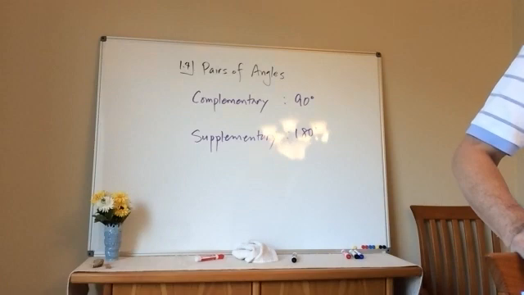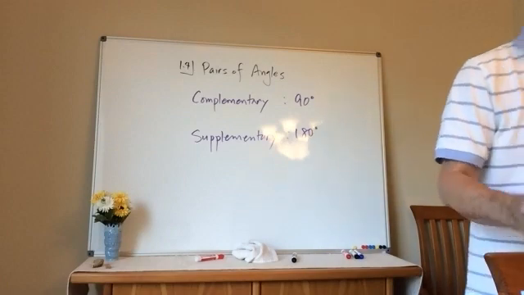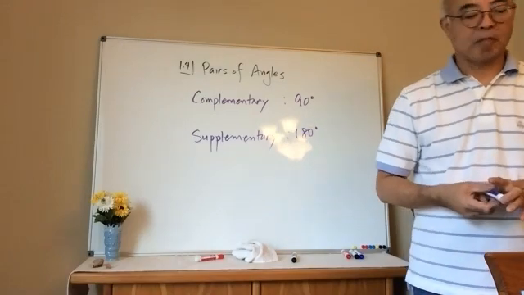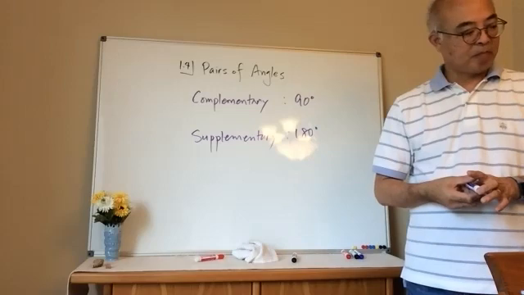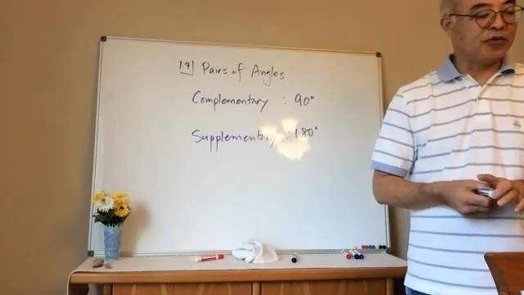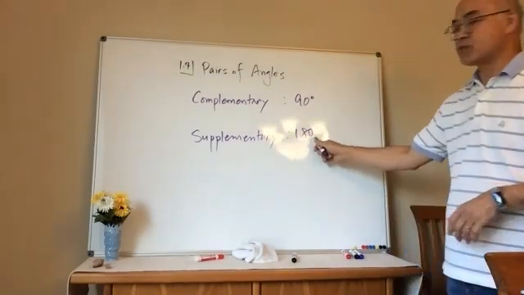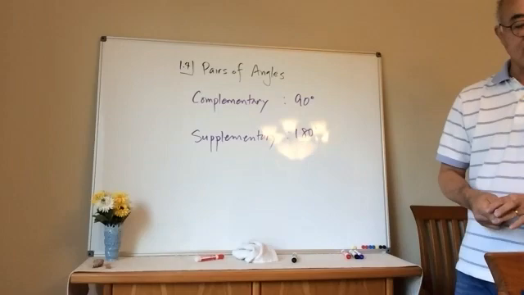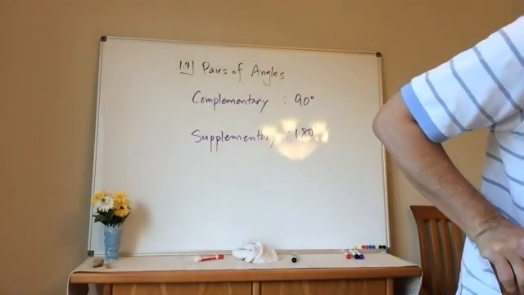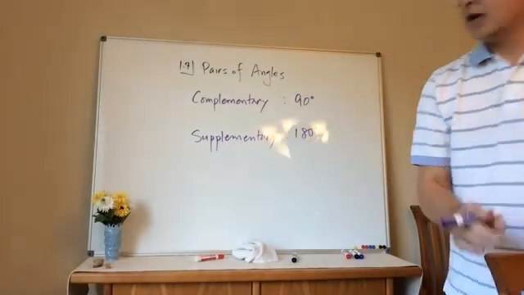What if they were supplementary angles? One was 45, what would the other one be? 135. Correct, 135, very good. So from 180, you would subtract 45 to get 135, correct? Good job. So that's the difference between complementary and supplementary angles. Okay, all right.